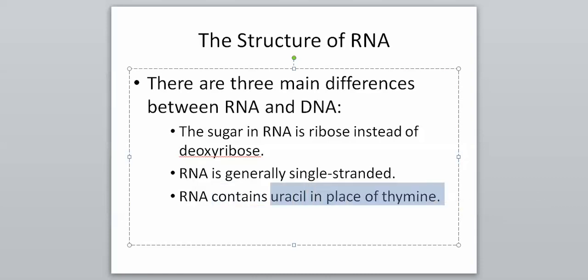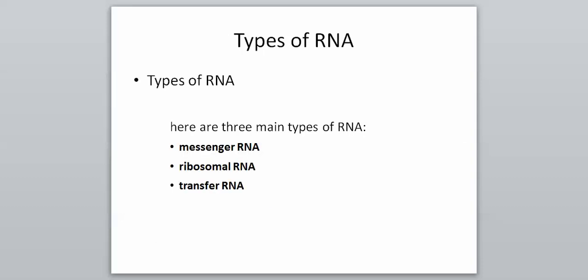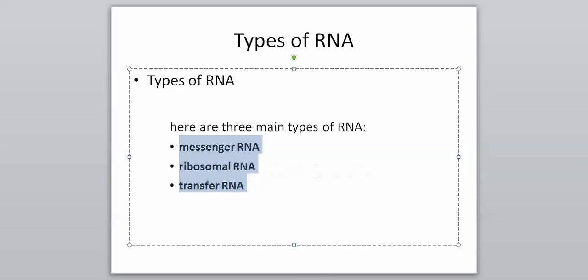Since now we know the structure, we're going to look at the types. There are three main types of RNA: messenger RNA, ribosomal RNA, and transfer RNA. Those three right there. We need to know that there are three types of RNA.